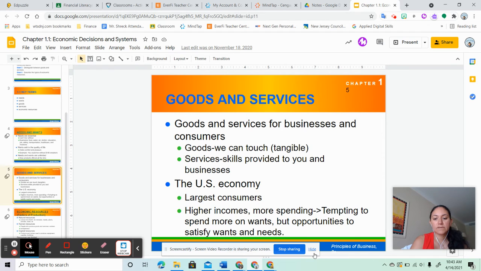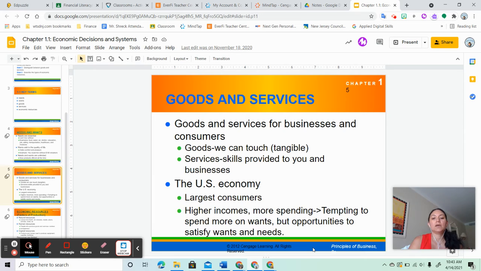All right, goods and services. So what is a good? What is a service? A good is something that we can touch. This is a good. My computer's a good. My clothing, makeup is a good. All the products that we can physically use, that's tangible, that's a good.